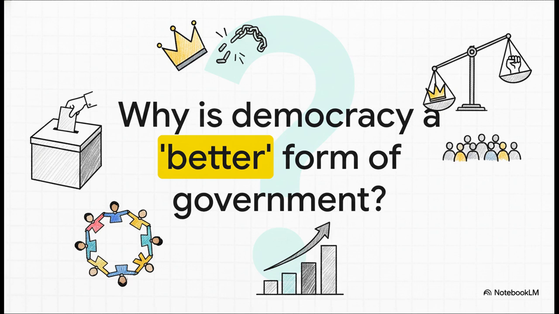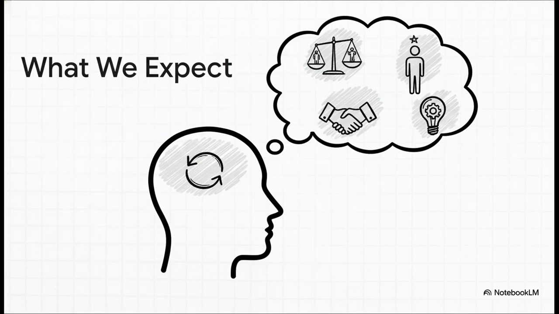Now, let's go back to basics for a moment, something you've been studying since class 9. Why do we all generally agree that democracy is a better form of government? I mean, better than a dictatorship or a monarchy? What is it that we really expect from a democracy? Well, these are the big promises, aren't they? We expect democracy to treat everyone equally, to respect our dignity, to make good decisions, to help us solve conflicts peacefully, and even to allow us to correct our own mistakes.